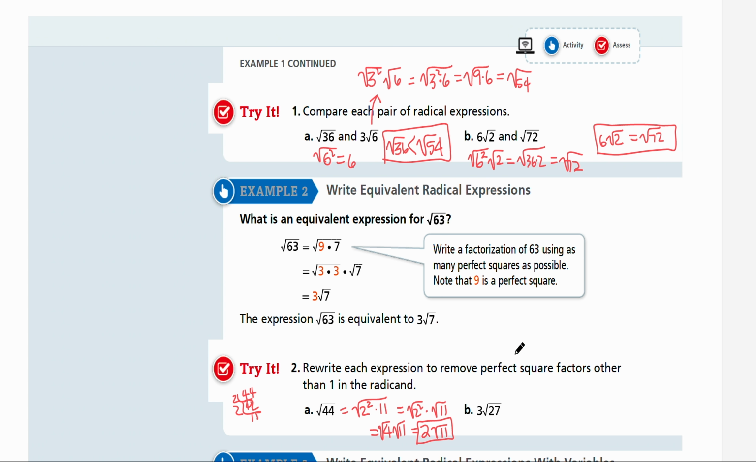Part B, 3 root 27. 27, if you factor it out with prime numbers, you have 3 times 9, 3 times 3, so 3 cubed. So then you have 3 root times root 3 to the third power. So then you can only take out 2 3's because you can only separate it using root 9 and root 3, right? So root 3 is still root 3. So then finally you have 3 times 3 root 3, which is 9 root 3. Okay, so that's all we can do for now. All right. That wasn't too hard.